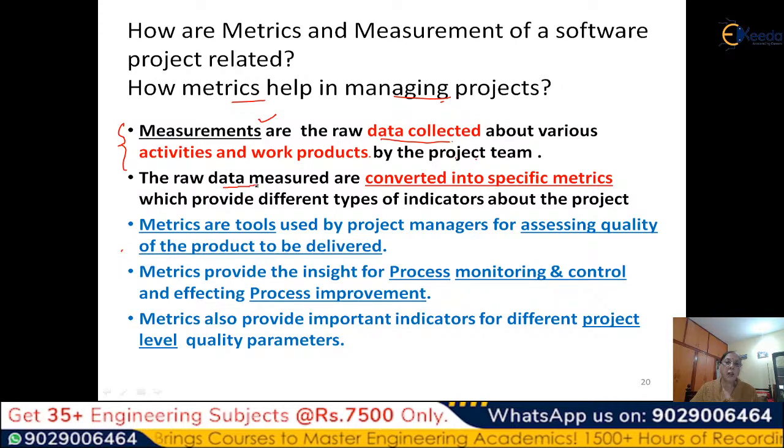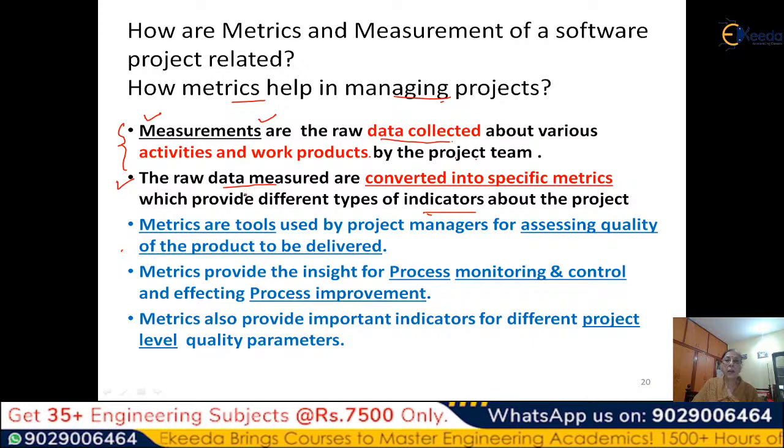But if you take the raw data and convert it into specific metrics by using some formula or by analyzing it, then what you get are indicators about the project, the way the project is going on, the trends, the health, the conditions. That is called a metric, and the data that you measure is called a measurement. So unless you do the measurements, you cannot get the metrics. Measurements or collection of data is required to produce metrics.